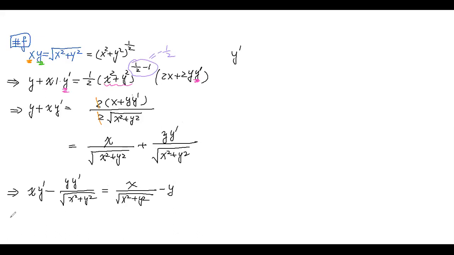All right, so now I can solve for y prime. Here you can factor the y prime out. So this is x minus y over the square root of x squared plus y squared. Okay, so now my y prime will just be x over the square root of x squared plus y squared, minus y, divided by that factor.